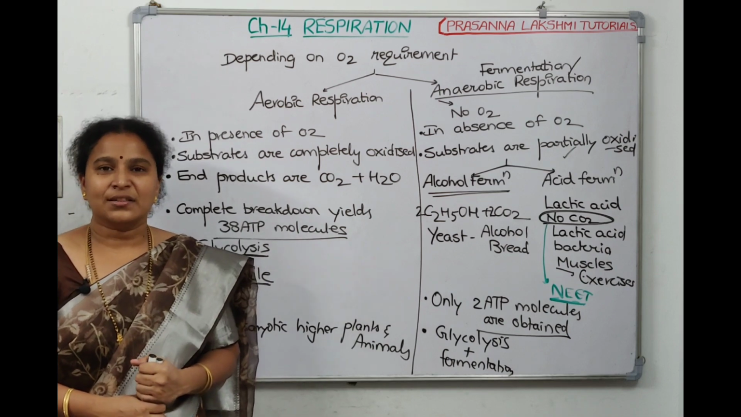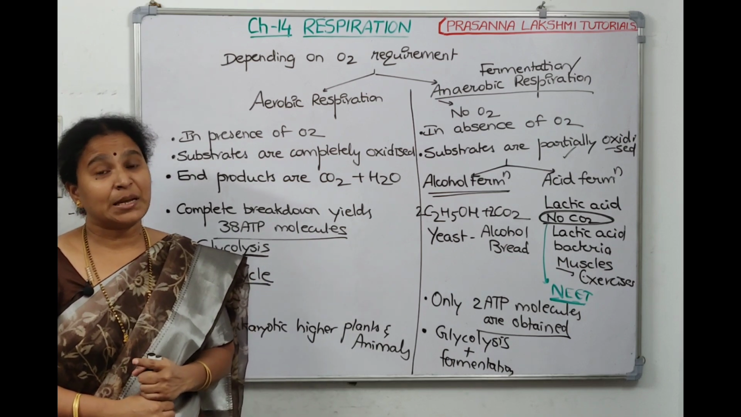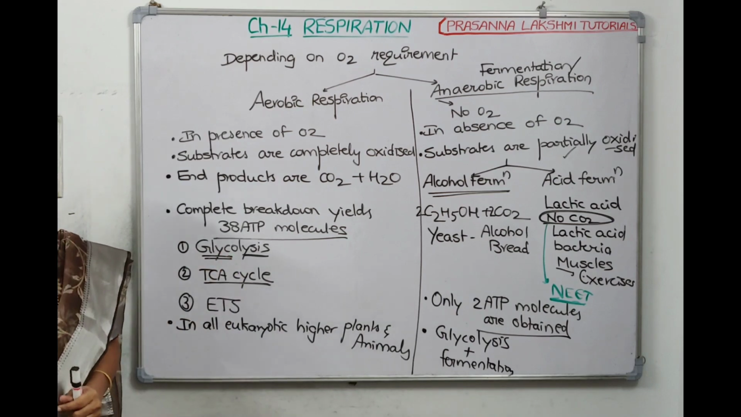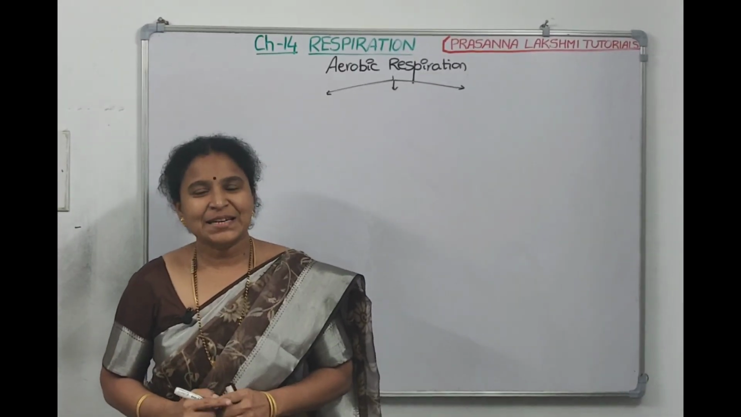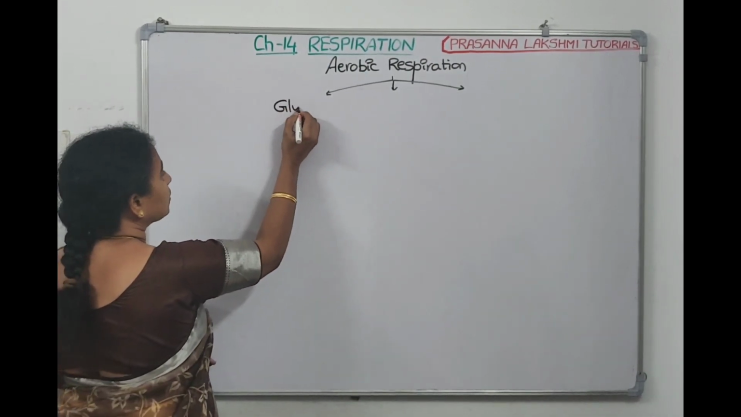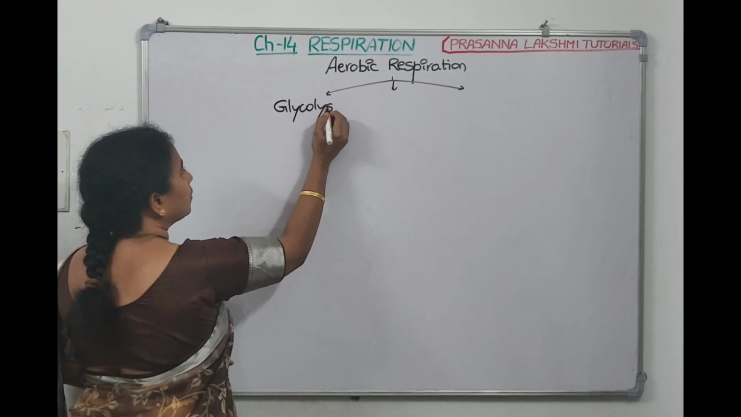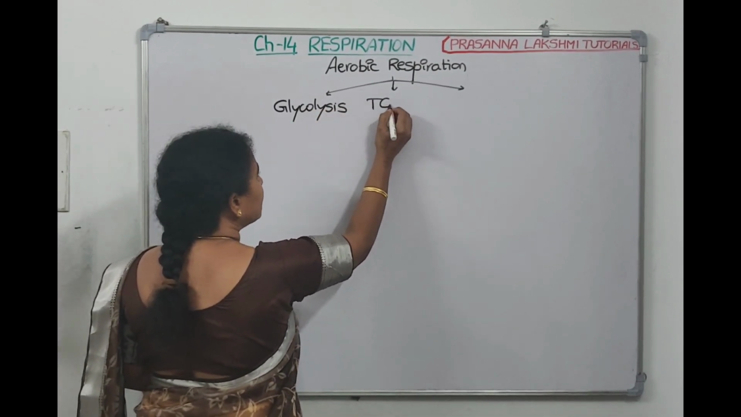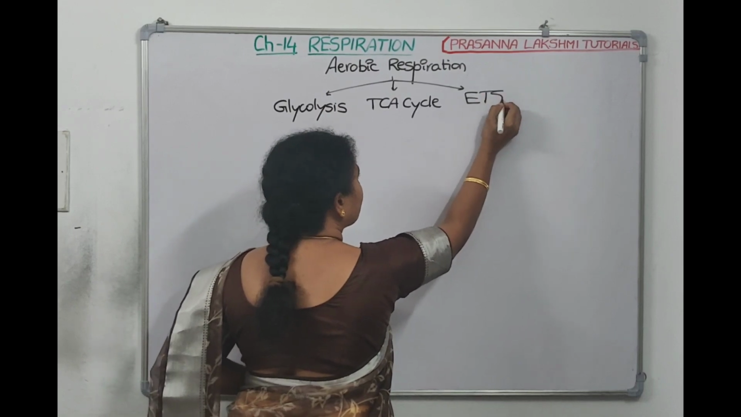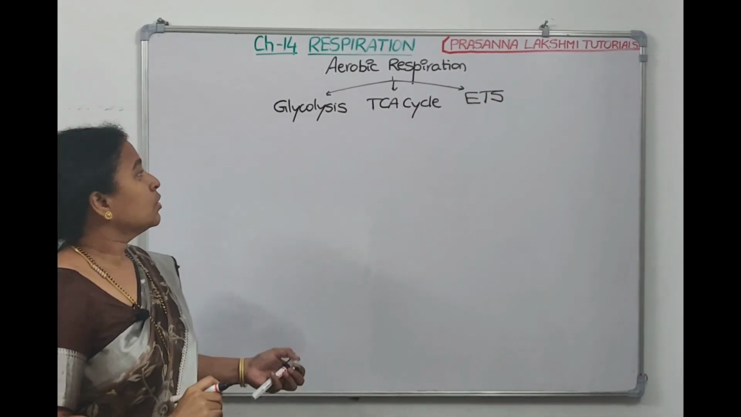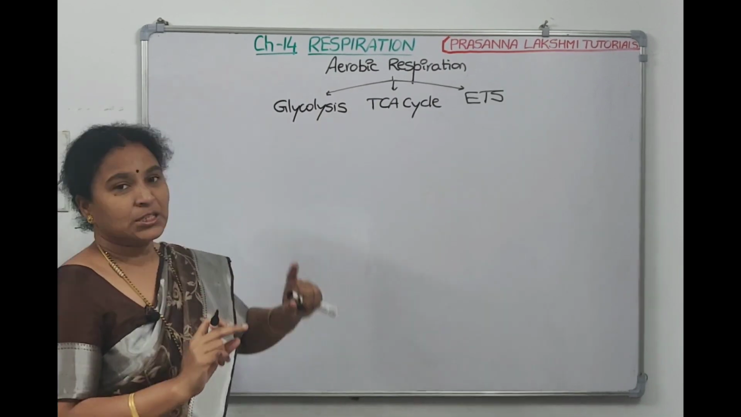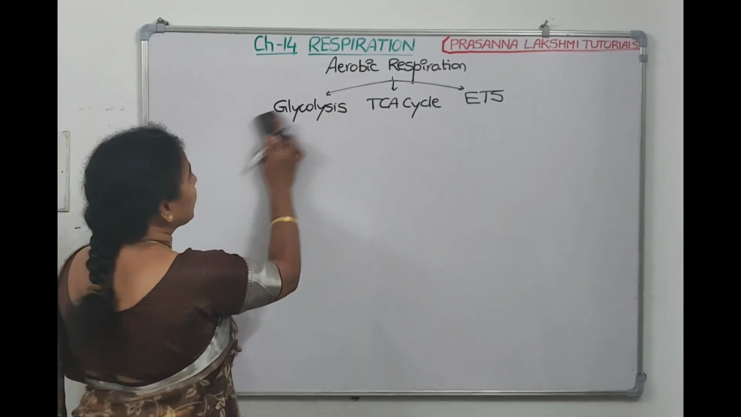Take a screenshot, then we will start with the first step of respiration, that is glycolysis. Take a screenshot. The 3 steps of aerobic respiration are: 1 is glycolysis, the second one is TCA cycle, and the third one is electron transport system, right? So we'll start with glycolysis, which is part of aerobic respiration. Let us start with glycolysis now.